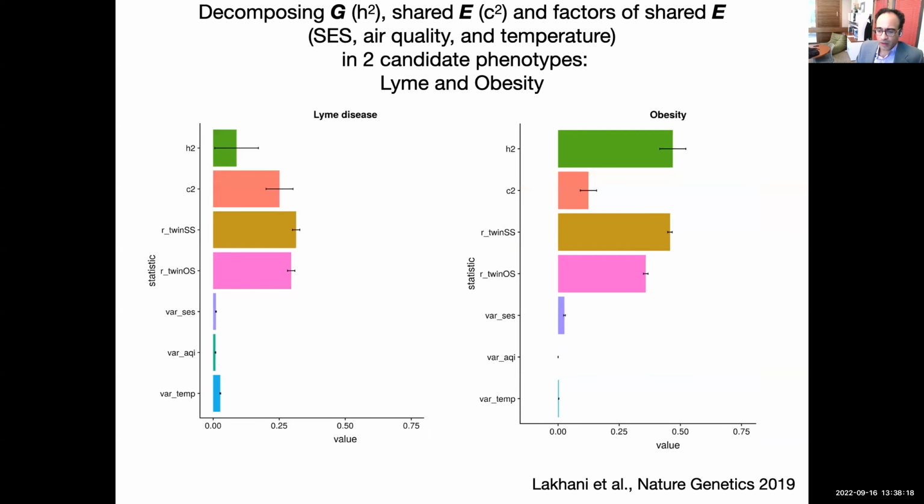And we mashed it up with the twin status to partition the role of heritability, which is the H squared, total genetic variation, and shared environment, which is C squared, and try to look at the ways that C squared could be broken down into area-level socioeconomic status, air quality, and temperature.